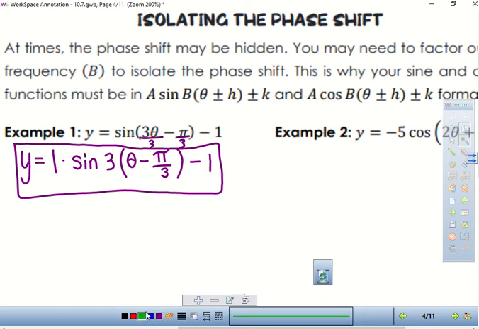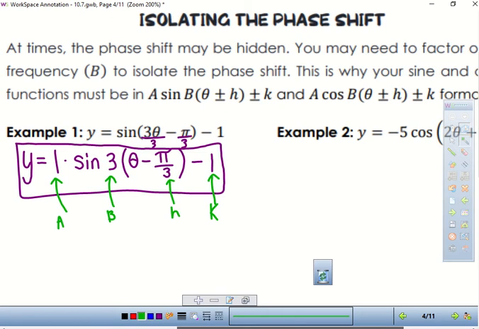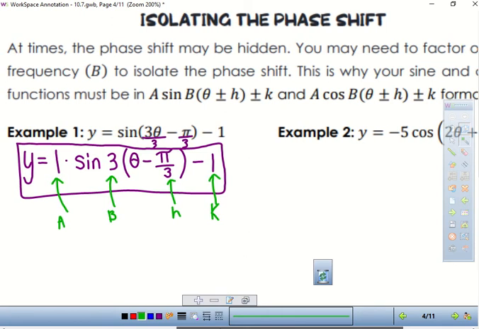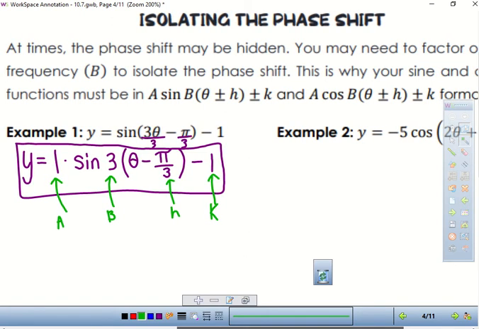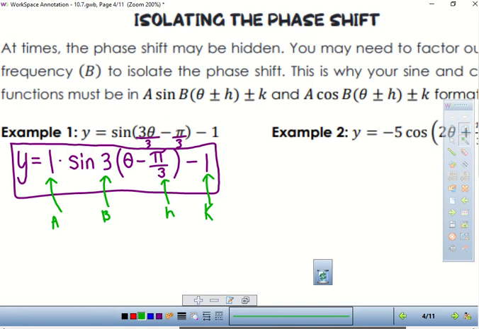So this is where we're at the form, and you know you're at the proper form because you'll be able to easily identify A, B, H, and K. If you can't identify those just visually, you know that the graph isn't in its proper form. You need to get it to that form. So does everybody feel good about getting it into the proper form? Are we ready to try example 2? Okay.